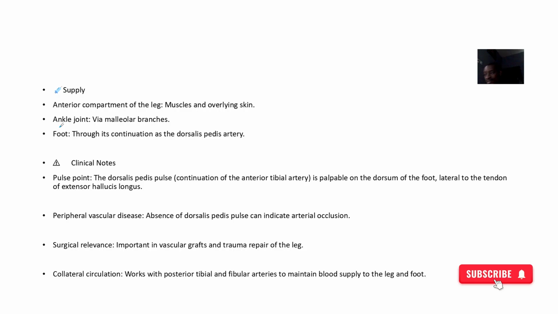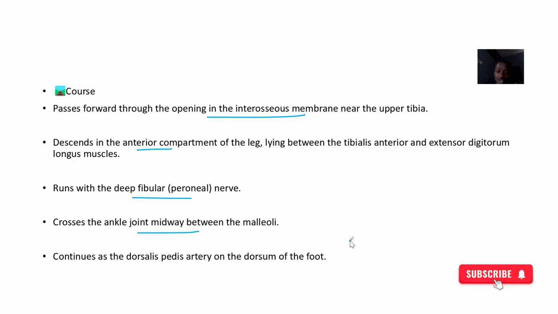So what are the clinical notes? You have to know about the anatomy of this artery because you need it. Okay, if you want to detect a pulse, the dorsalis pedis can be used to detect the pulse there. Then it can also be affected by peripheral vascular disease. It has importance in surgery, like vascular grafts and trauma repairs of the leg. Then you should know that this artery works with the posterior tibial and the fibular arteries, just to maintain blood supply to the foot. That's like collateral supply in case there are any issues coming up.